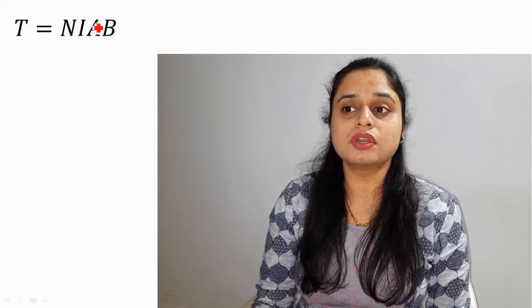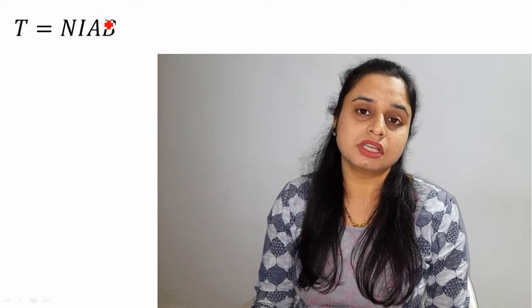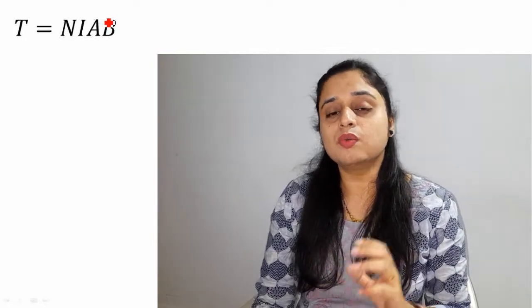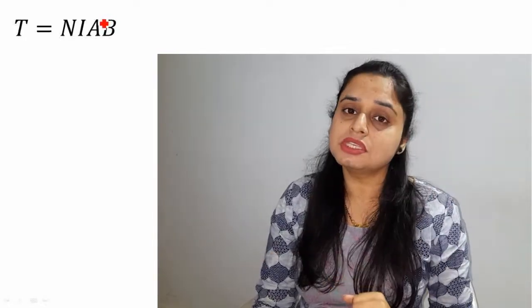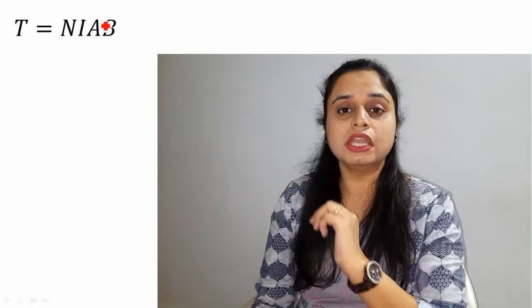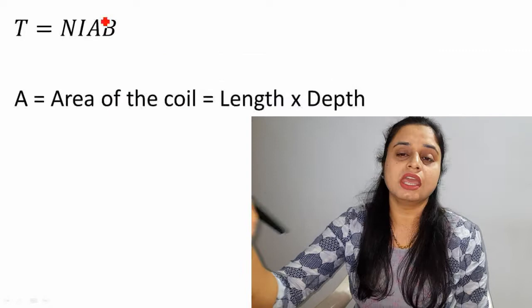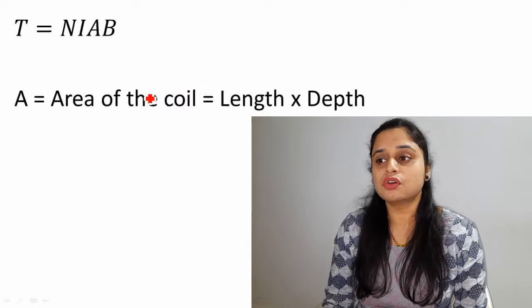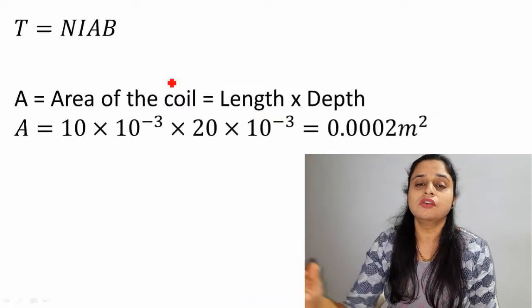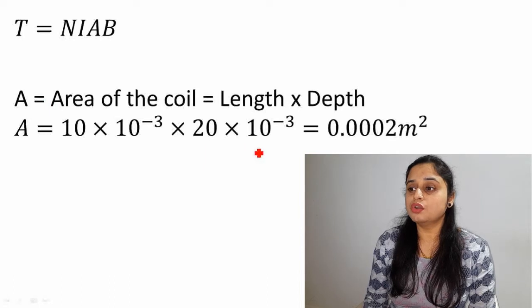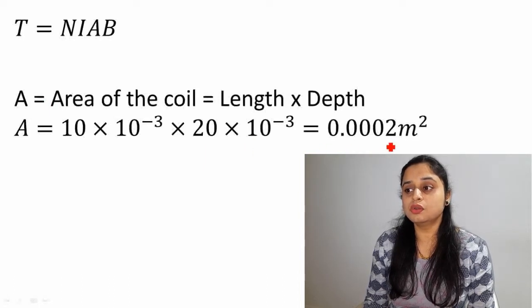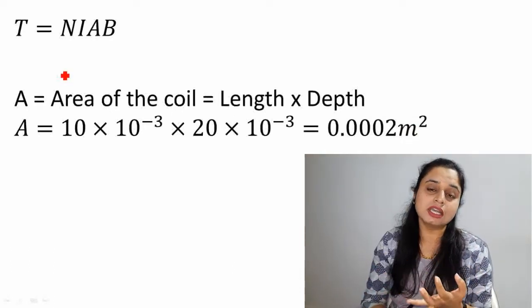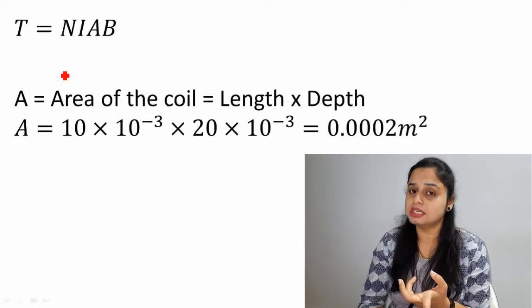So finding this torque, what is the unknown? The unknown, that is nothing but the area. So how we will find out the area? For finding out the area, what is given? The length and the depth is given. So for finding the area, what is the formula now? Area of the coil becomes length into depth. Now substitute the values of length and depth to find out the value of the area, which is coming out to be 0.0002 meter square.